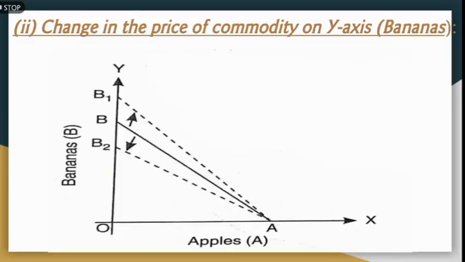This is the shift of the budget line when there is a change in the price of the commodity on the x-axis. The second condition is a change in the price of the commodity on the y-axis. On the y-axis we have taken bananas. Apple will remain at point A only, because there is no change in that price. If the price of bananas decreases, its demand will increase and it will move towards B1. When the price of bananas increases, the demand will decrease and it will come to B2.